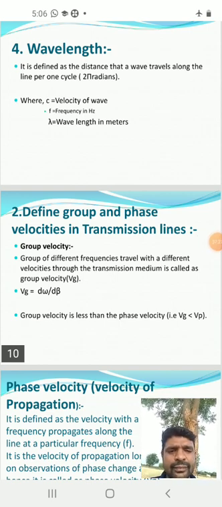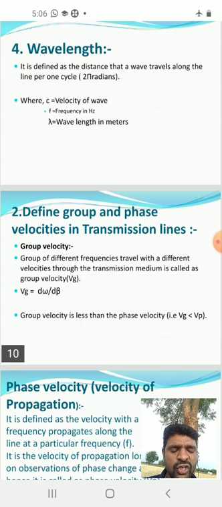Group velocity. Here, a group of different frequencies traveling at different velocities through a transmission medium is called group velocity. That means the different waves, or the group of waves, traveling in a transmission line with different velocities is called group velocity. It is indicated by Vg. Vg equal to dω by dβ. Group velocity is always less than the phase velocity.